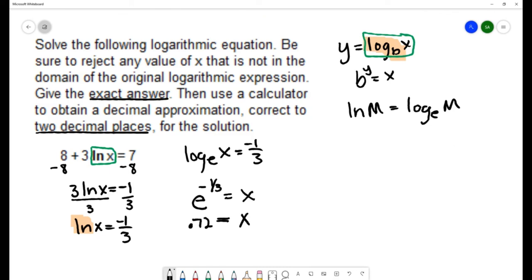And getting the decimal approximation, we see that if I substituted this in for x, I would be taking the log of a positive, and I can keep this solution of e to the negative 1/3 or 0.72 as the solution.